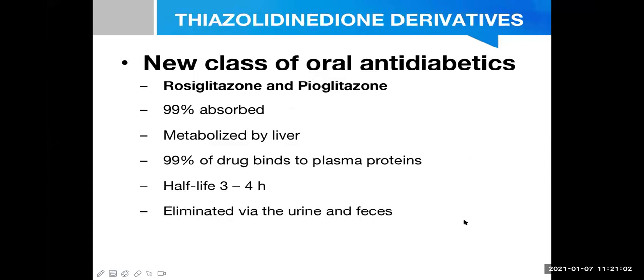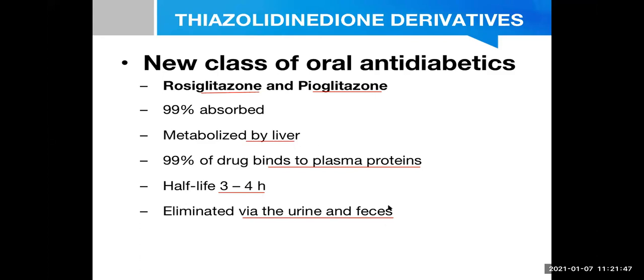The last one on our list is the thiazolidinedione derivatives, and these are a new class of oral anti-diabetic drugs. The examples are the glitazones: rosiglitazone and pioglitazone. They are 99% absorbed from the GI tract and are metabolized by the liver. 99% of the drug binds to plasma proteins like albumin. The half-life is 3 to 4 hours, and they are eliminated via the urine as well as fecal matter.